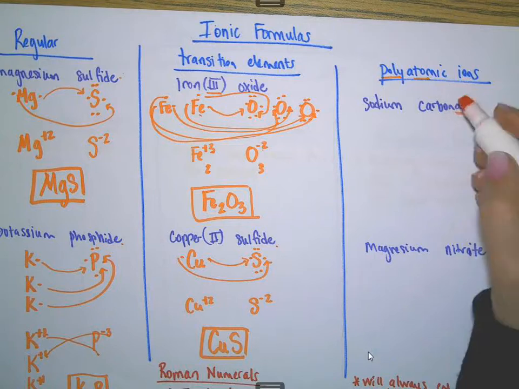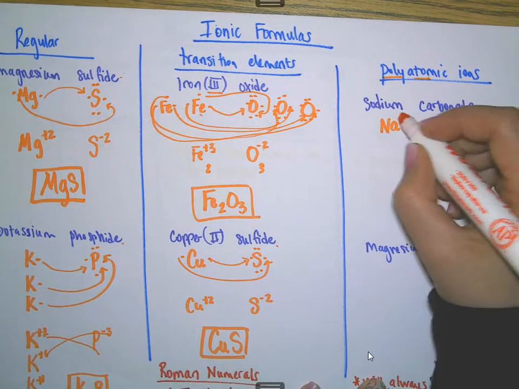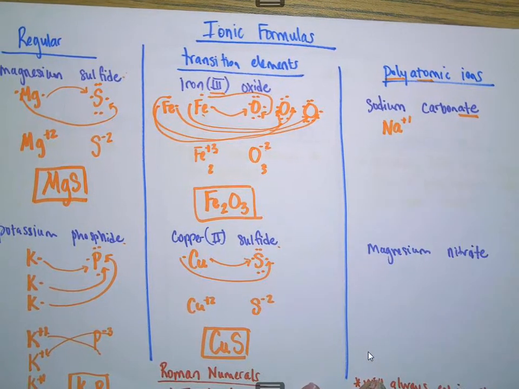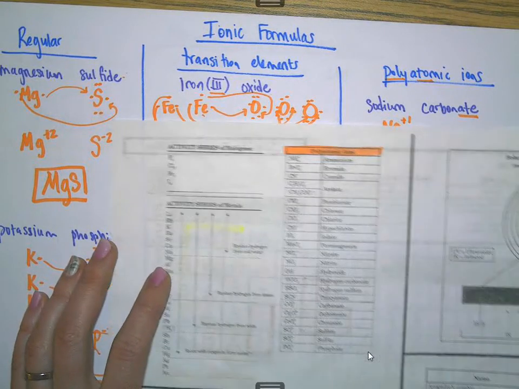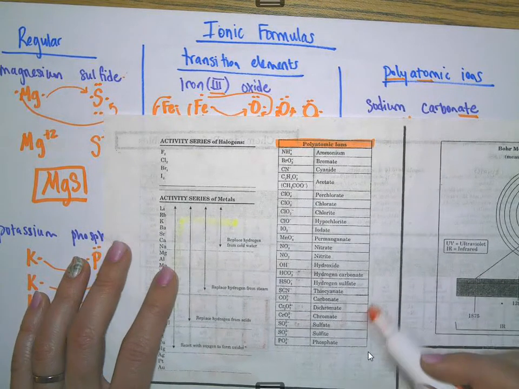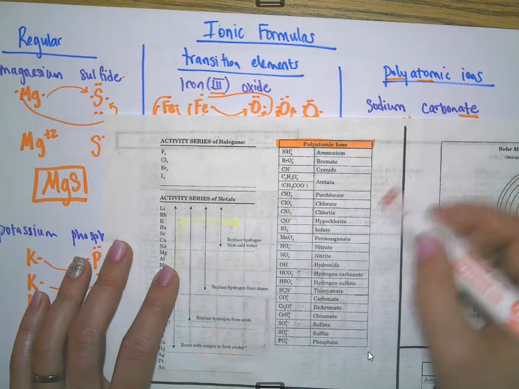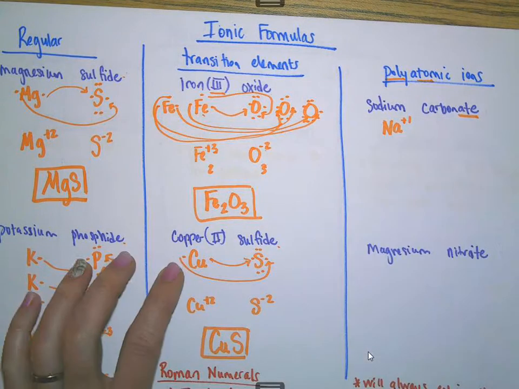So I'm going to start with the sodium, and it's exactly what I've been doing. Sodium has a charge of +1. Well, carbonate, I've got it memorized, but you guys don't. So you're going to use your reference table, which has a polyatomic ion table on it. And if I look for carbonate, I'm going to find it down here towards the bottom. It's CO3 -2.